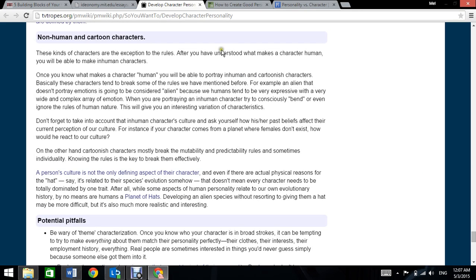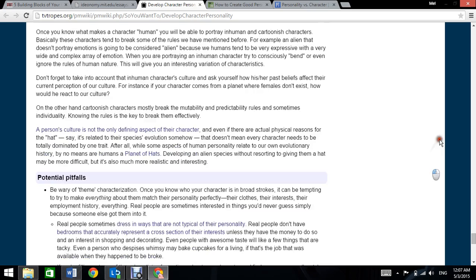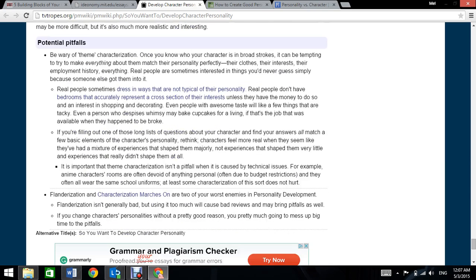I guess cartoon characters especially can just be the exception to the rules. But I really love it when cartoon characters have more depth to them. Steven Universe, Adventure Time, Gravity Falls. I really love shows that go into depth. Pitfalls.